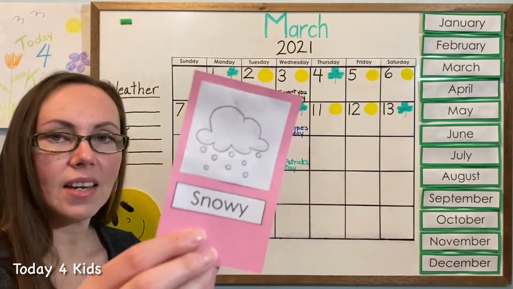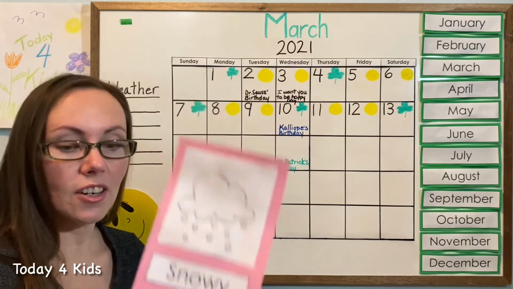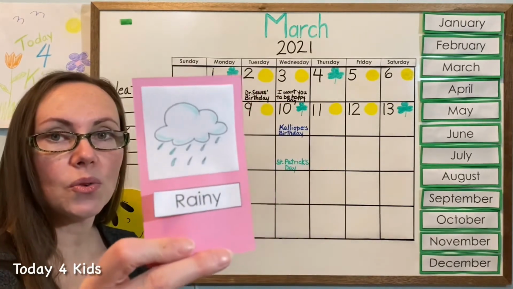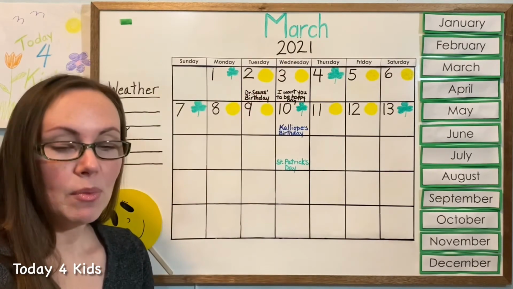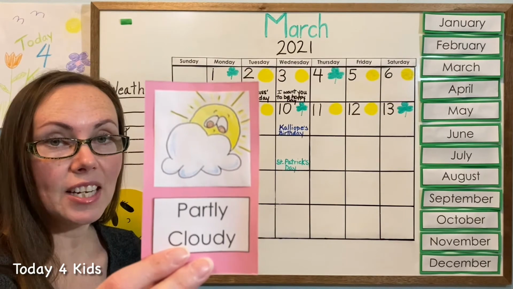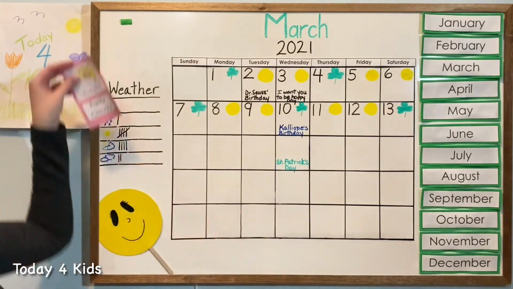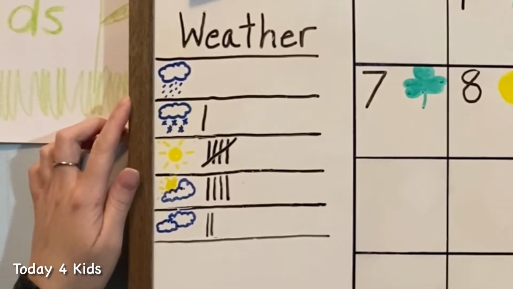Is it snowing? Do you have clouds that are snowing? It's not snowing here. What about raining? Is it raining where you are? It's not raining here, but we do have sunshine and clouds. So it's partly cloudy, partly sunny. So I'm going to put that onto our calendar board. We have partly cloudy, partly sunny weather.